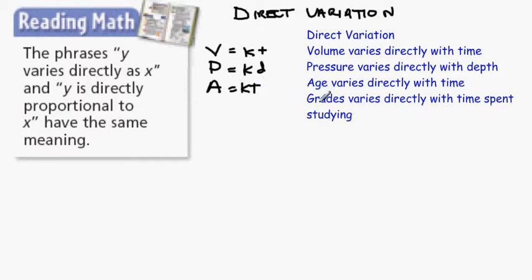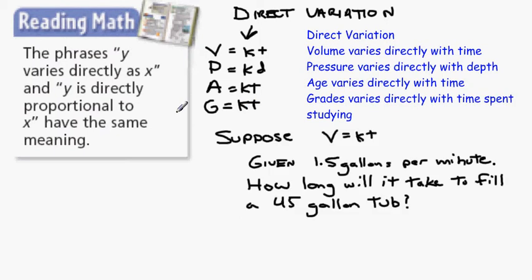Grades vary directly with time spent studying. The more time that you spend studying, the better your grade is going to be. So we go G equals KT. These are all equations of direct variation, and every single one of these has a constant of variation.